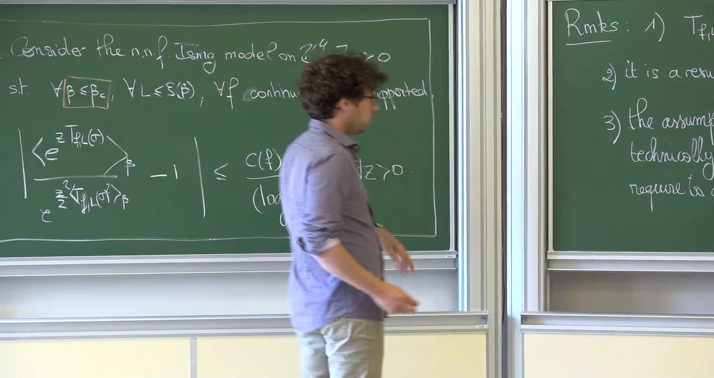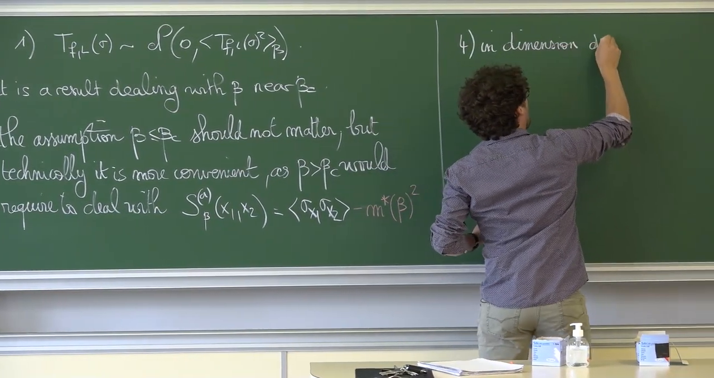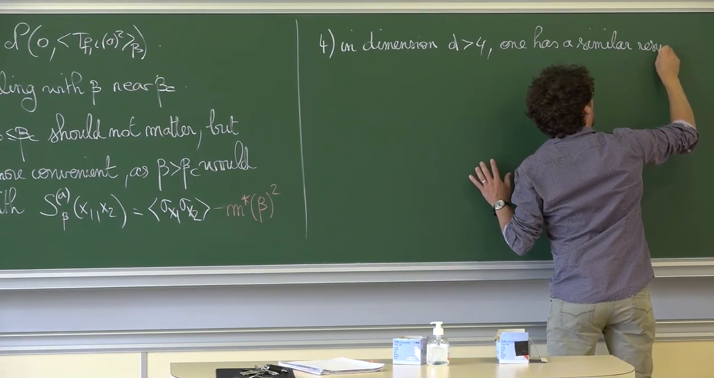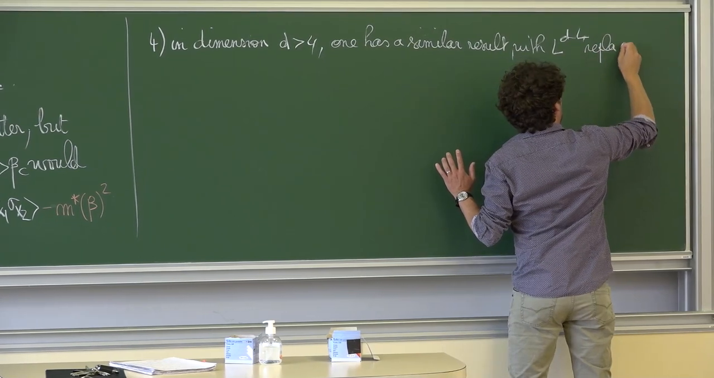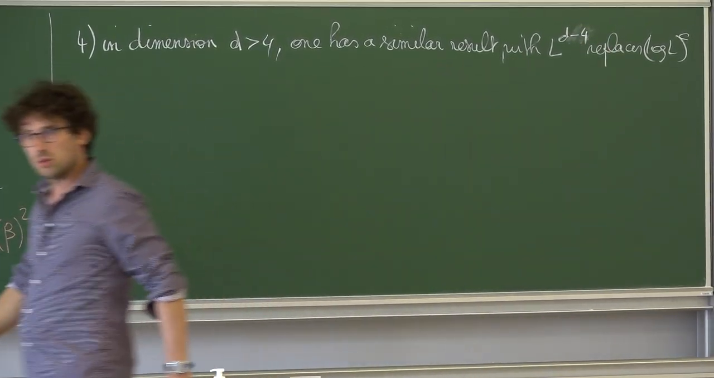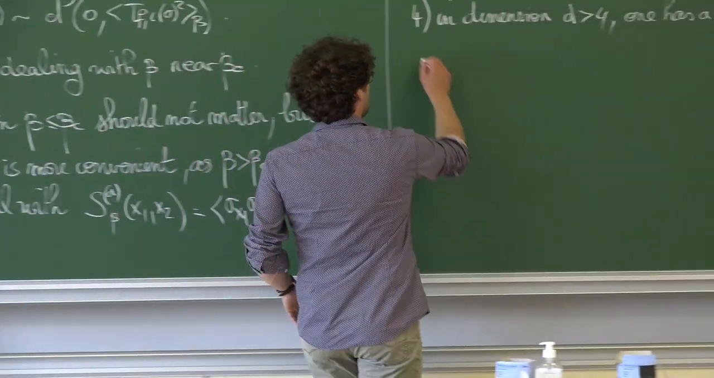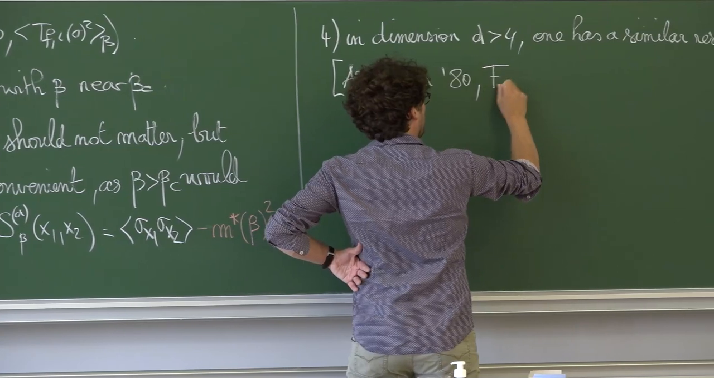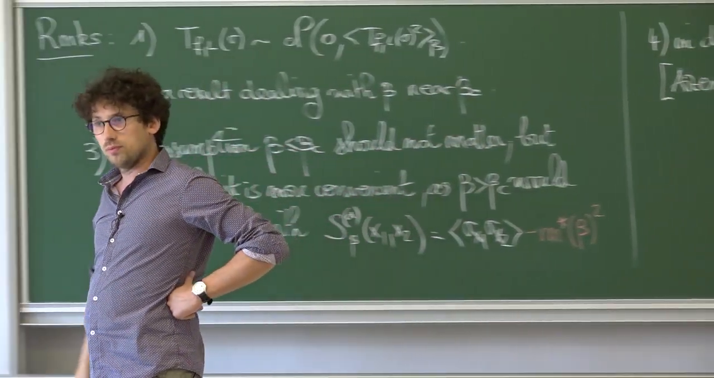You can also extend this, which is related to the next comment. In dimension d larger than 4, one has a similar result. This time, L to the d minus 4 replaces log L to the power c. So you get an error which is even smaller. Here, the decay is very fast. This is a very famous result by Aizenman in 1980, and by Fröhlich independently the same year. This is actually much simpler to prove, the higher dimension case.